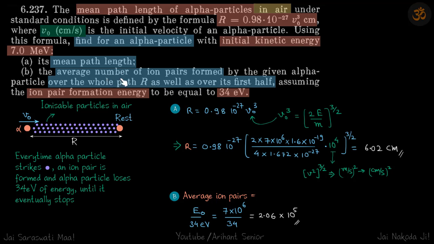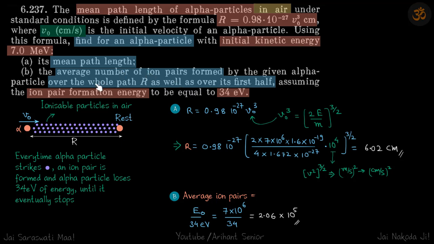Now the second part, the average number of ions formed. That will be simply a division. This is the total energy, and every time one ion is formed, this much energy is gone. Total number of ions formed is E naught upon 34 electron volt. So E naught is 7 into 10 power 6 upon 34, which gives 2.06 into 10 power 5. So these many average ion pairs are formed.